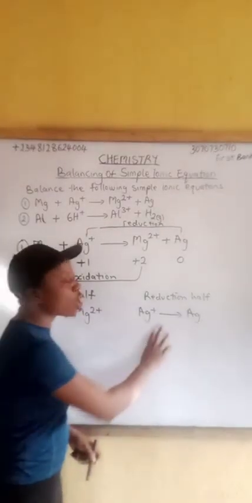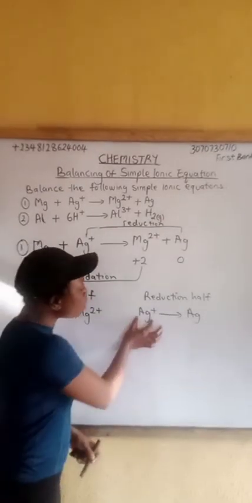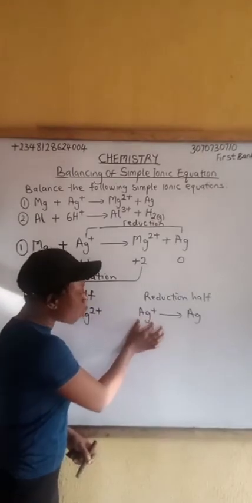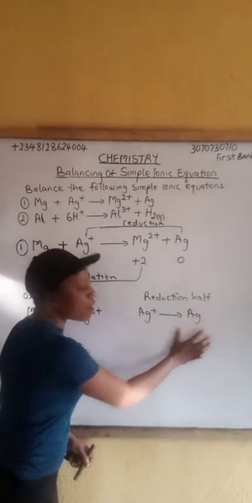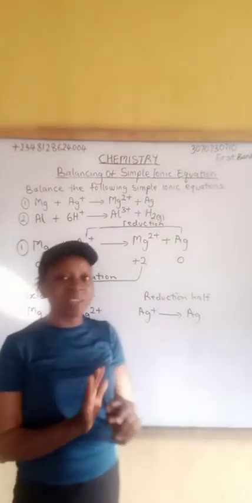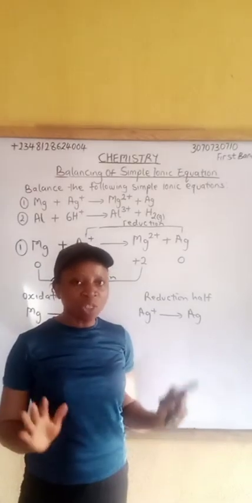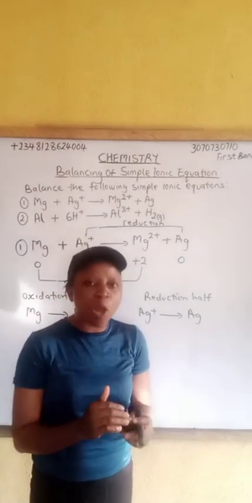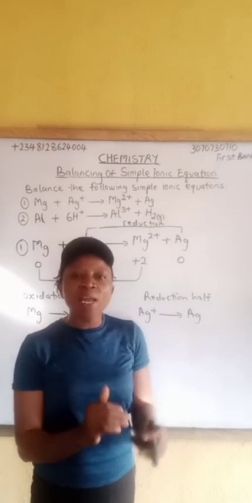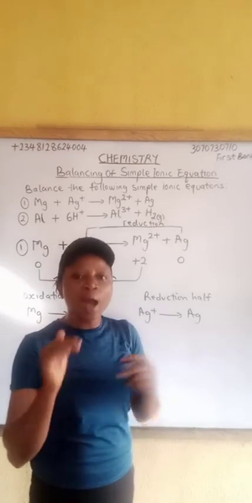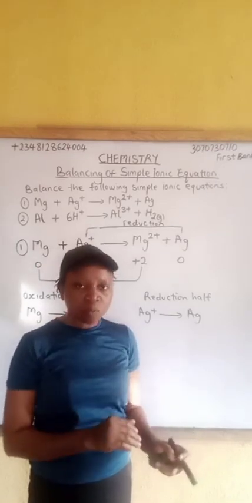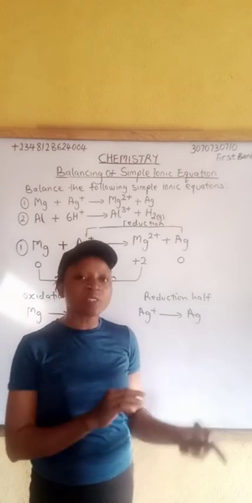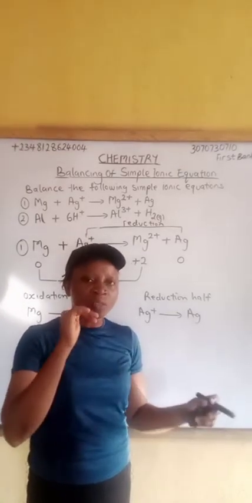Now let's look at the reduction half. We have 1 silver at this side, 1 Ag. At this side too we have 1. So our equation is balanced. Now the next step we are going to take is to balance the oxidation number at both sides.